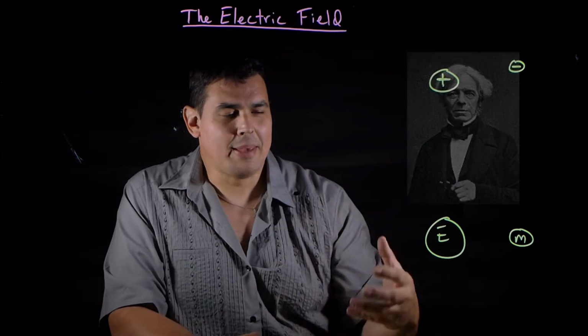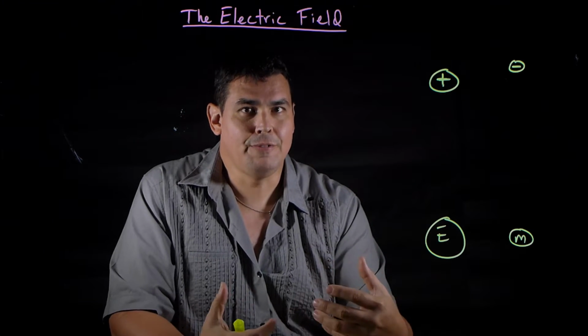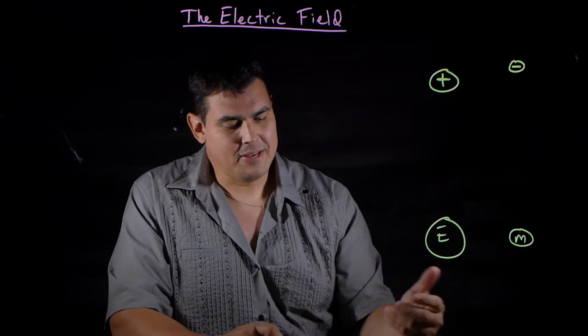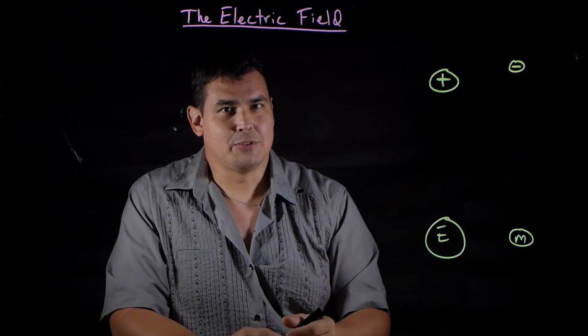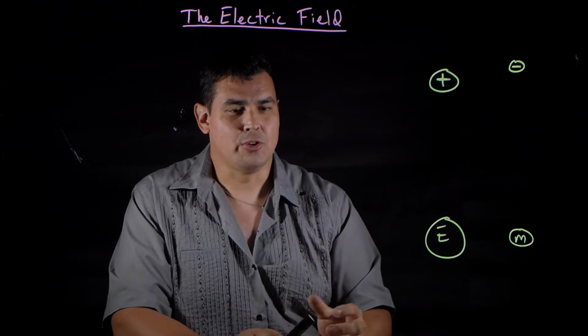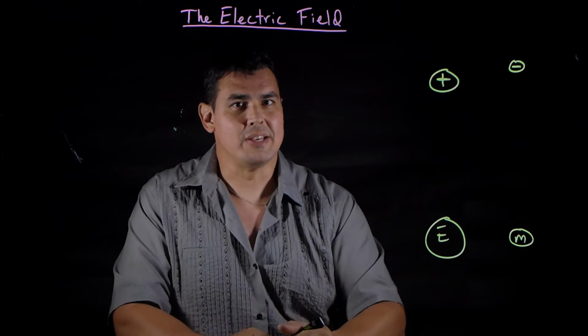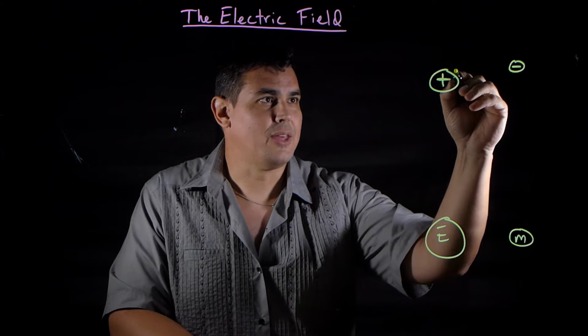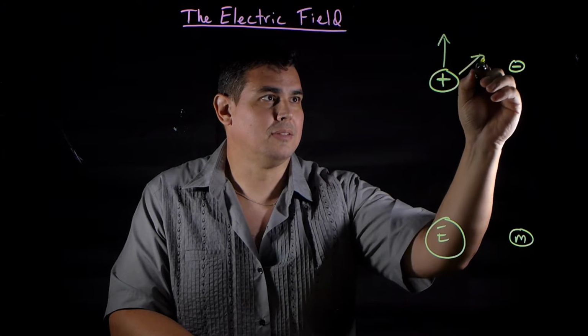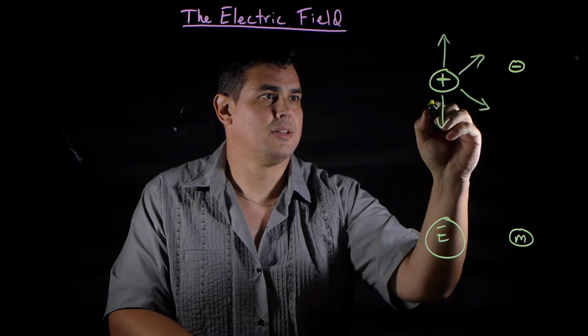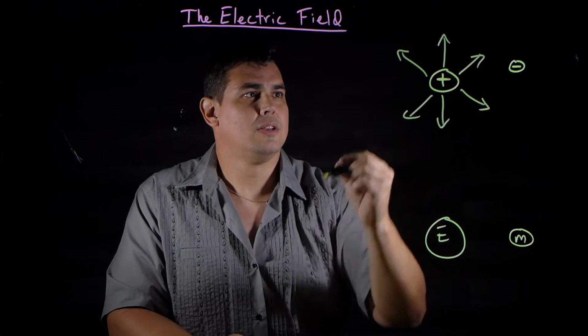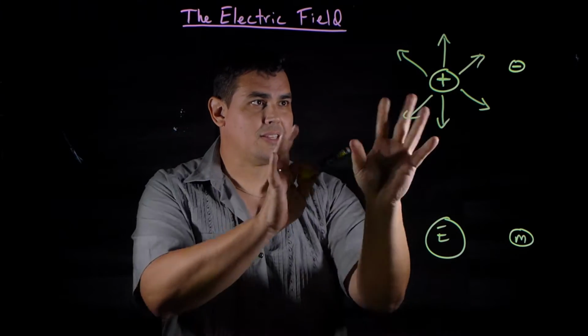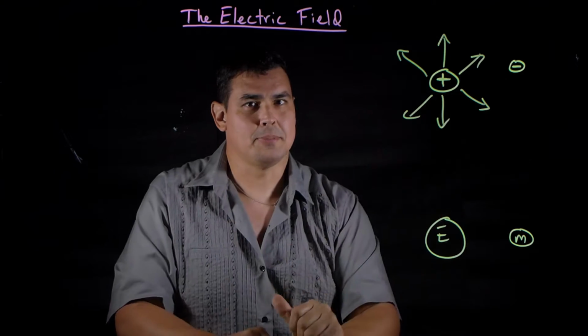So a scientist in the 1800s named Michael Faraday did a lot of work with electricity and magnetism, and he came up with this idea of what's called a field. He said basically that when you have something that's got a charge, like this positive charge, it creates a field in space around it. And that field looks something like this. So he said there's a field that this thing is making that's permeating out into space.